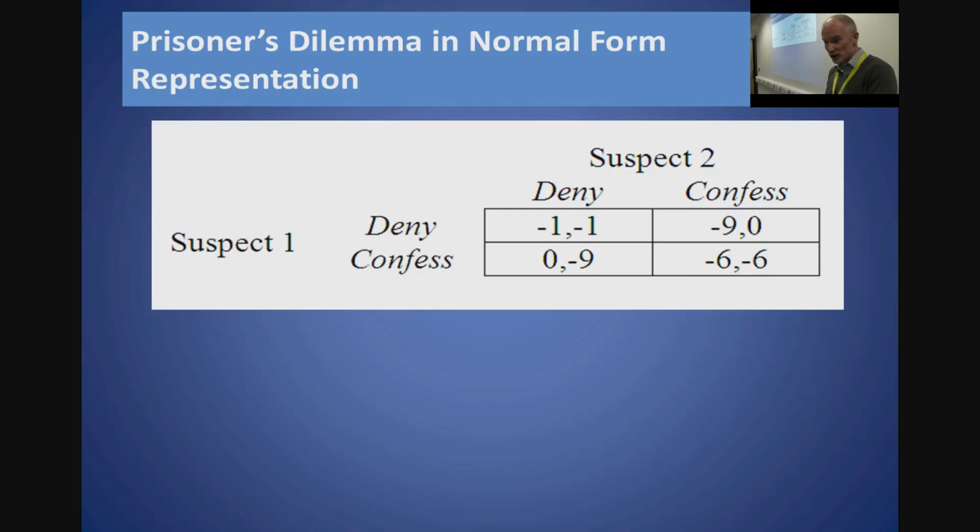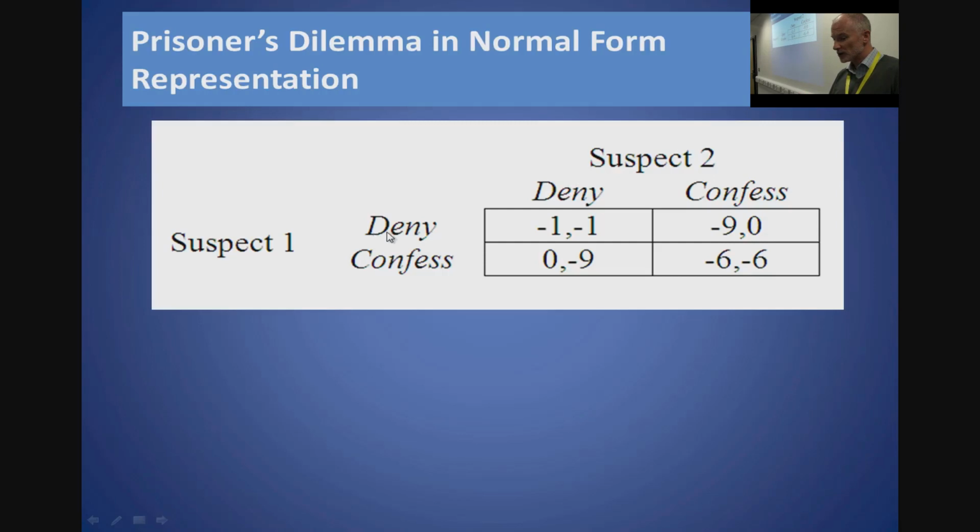Now, by convention, the way in which these outcomes are presented is that the first figure will denote the payoff or the outcome for the row player. In this scenario, the row player is suspect 1. The second figure will be the payoff to the column player. In this case, suspect 2. And so, if we look at that top right, that means suspect 1 would get 9 months in prison, and suspect 2 would get 0 months in prison.